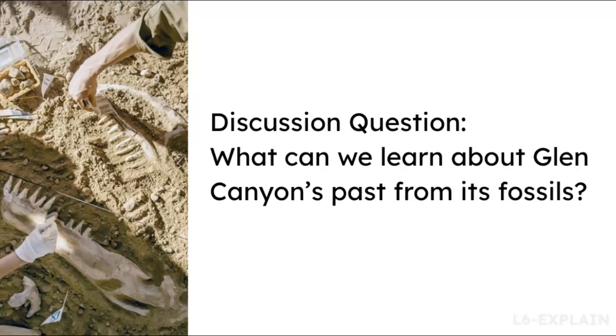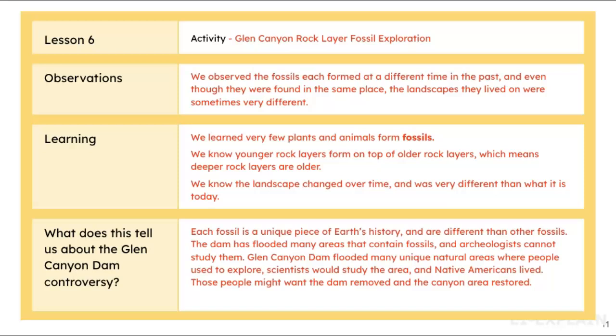In the Explain portion of the lesson, students will engage in a class discussion about their observations and learning from the activity. Use the provided questions to guide your discussion around the question, what can we learn about Glen Canyon's past from its fossils? The goal of this class discussion is to recognize patterns in rock layers that show how the landscape changed over time and the order in which rock layers formed. You will use the discussion to create the Lesson 6 summary chart.